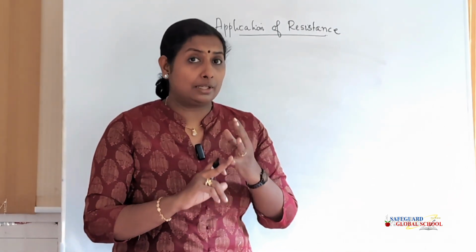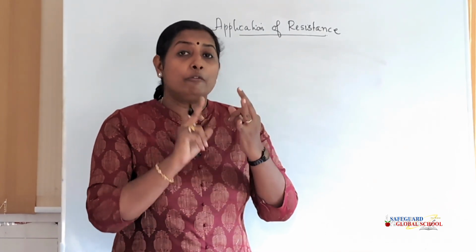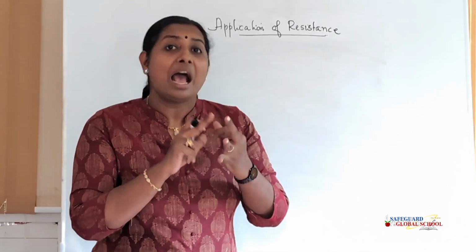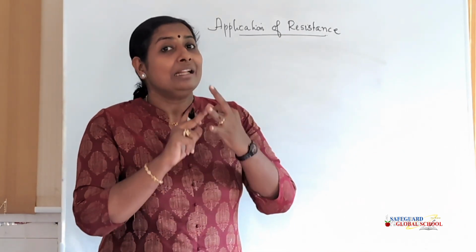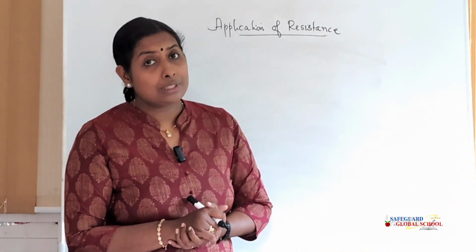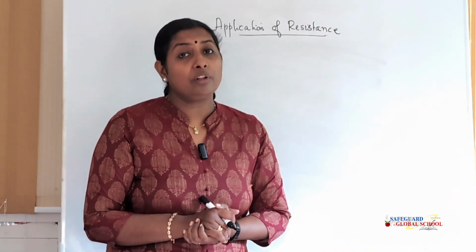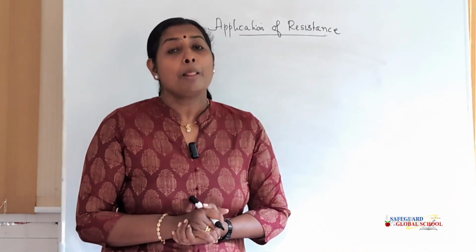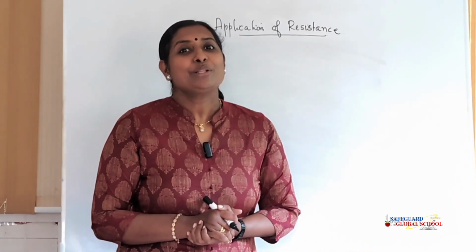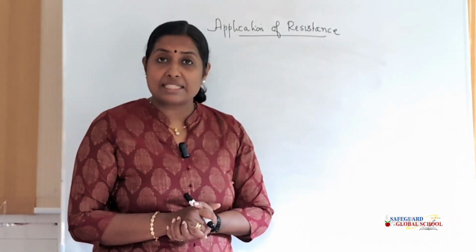There are three factors with you: V, I, and R. So naturally, when V is kept constant and we try to change R, I automatically changes. So what is the significance of a rheostat? For a constant voltage source, we can derive different values of current by changing the values in the rheostat. So coming back to the applications of resistance.